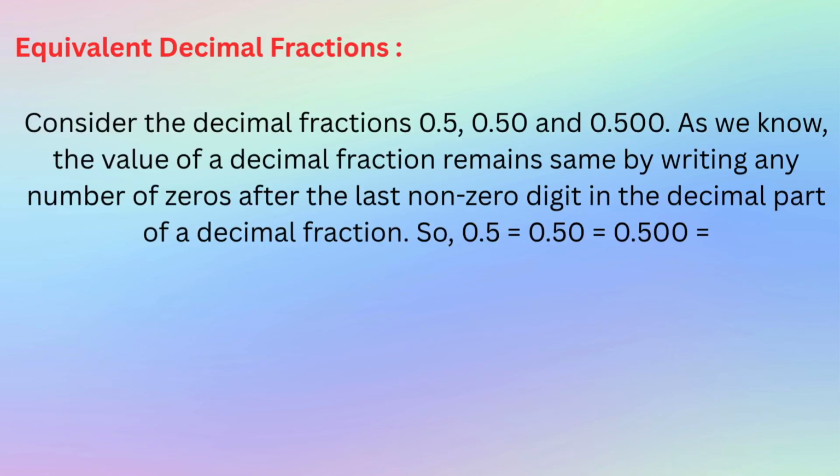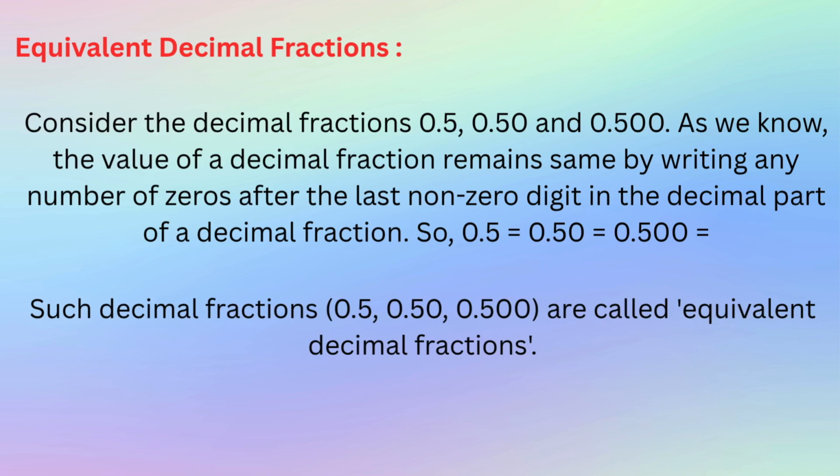Equivalent decimal fractions. Consider the decimal fractions 0.5, 0.50 and 0.500. As we know, the value of a decimal fraction remains the same by writing any number of zeros after the last non-zero digit in the decimal part of a decimal fraction. So, 0.5 equals 0.50 equals 0.500. Such decimal fractions, 0.5, 0.50, 0.500, are called equivalent decimal fractions.